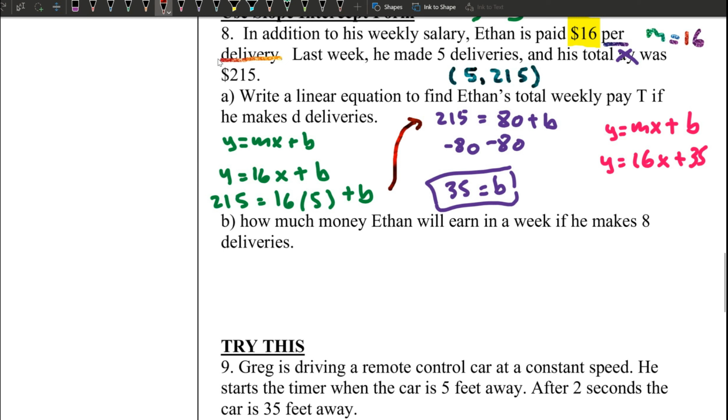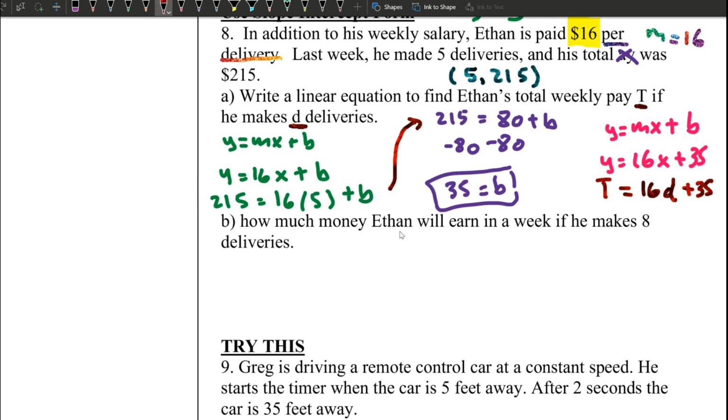But now if you put in y equal to 16x plus 35, they will say it's wrong. So you have to put in the indicated variables. They say write a linear equation to find Ethan's total weekly pay T if he makes D deliveries. So he makes $16 per delivery. That will be 16D plus 35, and the T is the total, which is y.